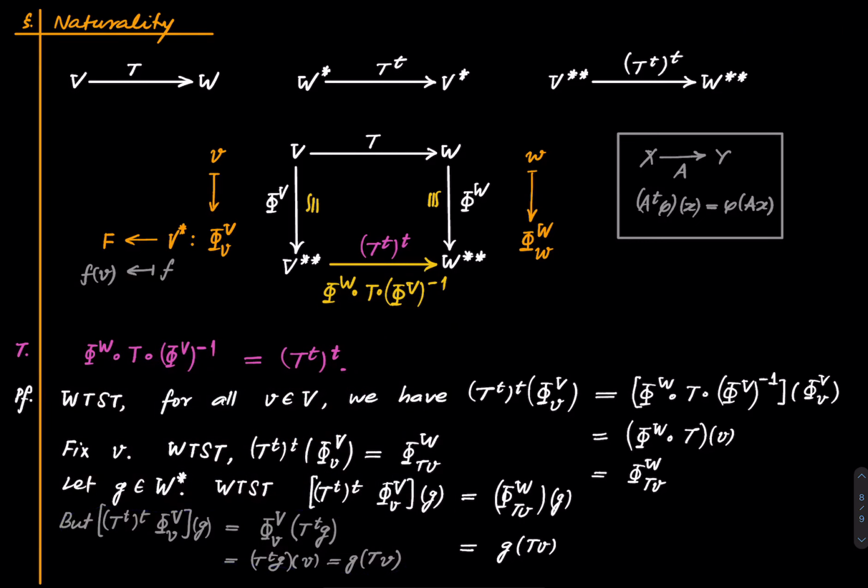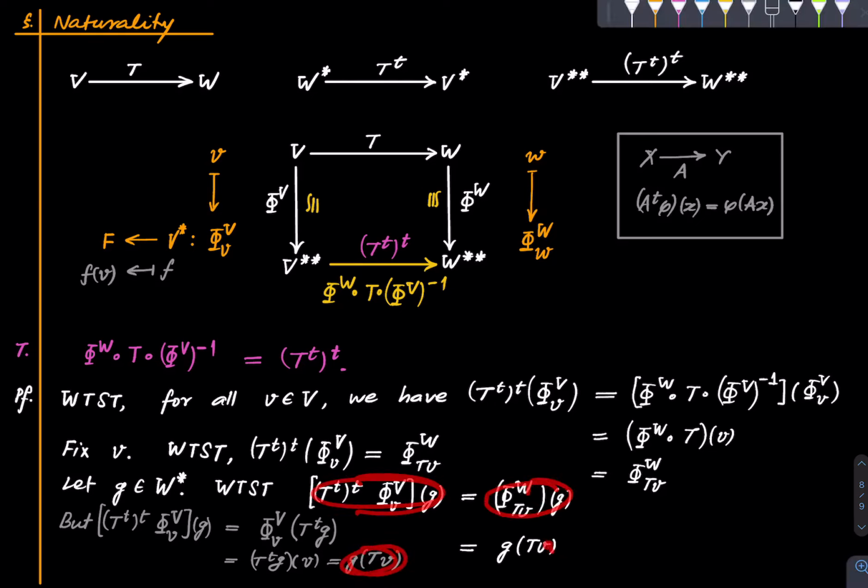So all this calculation shows that this is equal to that, and this anyway is equal to that, and therefore we have indeed shown that these two are equal for all members G of the dual of W, and hence these two are equal for all vectors V in capital V, and hence indeed this holds. So it looks a bit complicated, but it is not. This is all that I wanted to say.